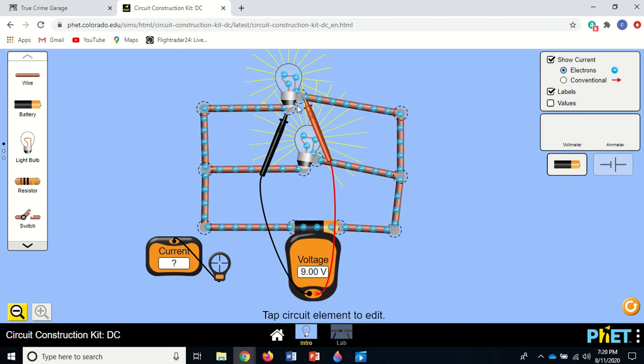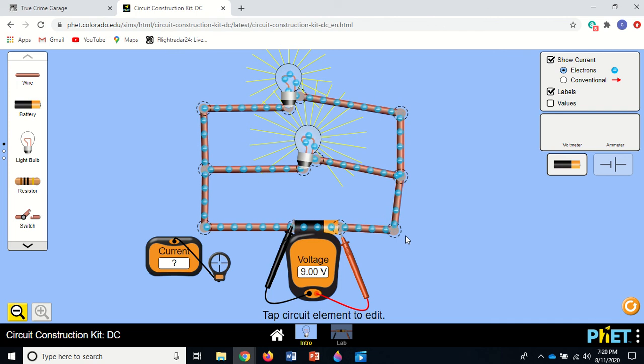All right, we've got 9 volts across this one still, and 9 volts across this one still. We still have 9 volts from the battery. So the voltage is still going to be the same. They're all parallel. Voltages stay the same. Now what about the current?